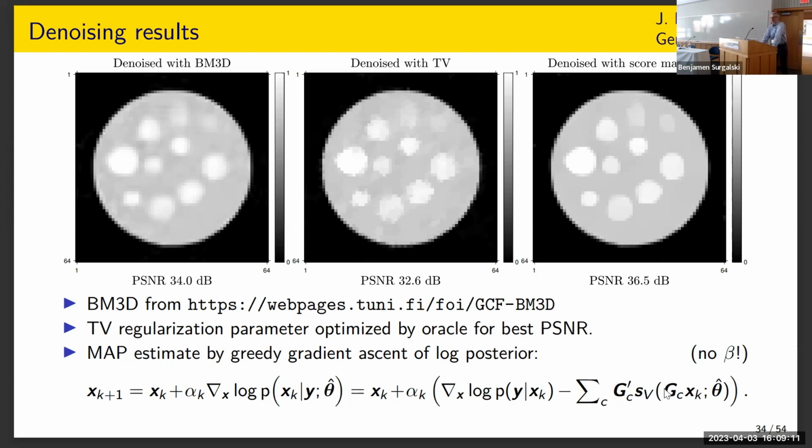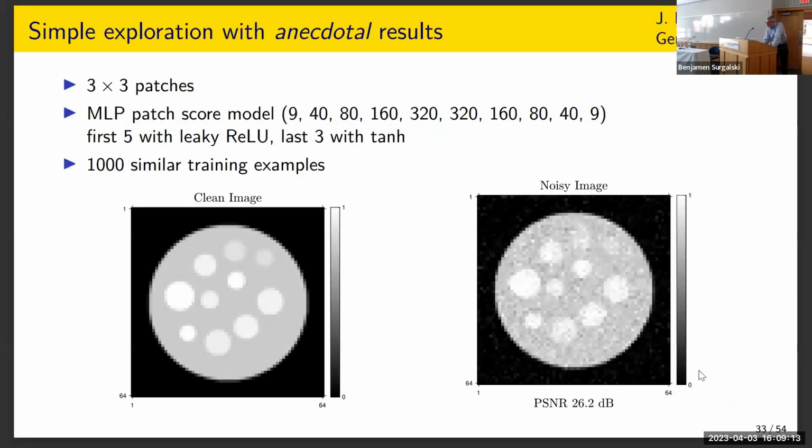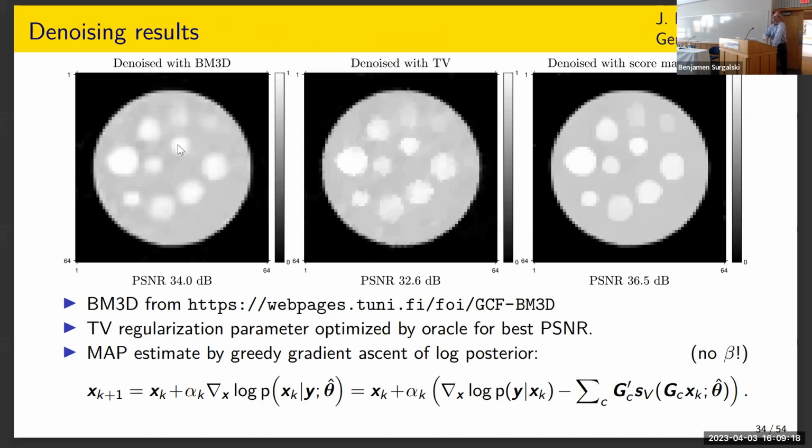Let me show it again here. We took this noisy image with this PSNR and applied BM3D, block matching 3D, which is a kind of state-of-the-art pre-neural-network denoising method. It jumped up to 34 dB. We used a total variation regularizer and only got 33 dB. And then we used the score matching and we got 36 dB.